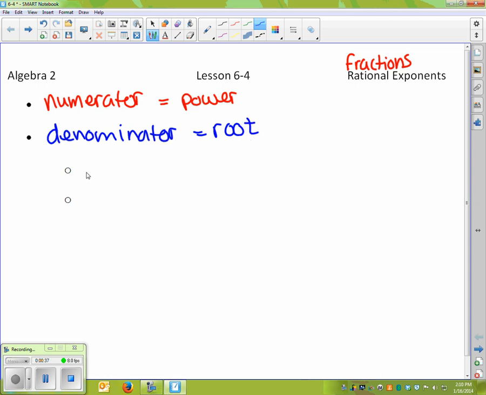And what I mean by that, if I had x to the 1/5 power, that means that I have the fifth root of x. The numerator is 1, so it's x to the first, and the root is 5 because my denominator is 5. If I had x to the 1/2 power, that's going to give me the square root of x. When there's no number here, you can just assume it's a 2 for 1/2.